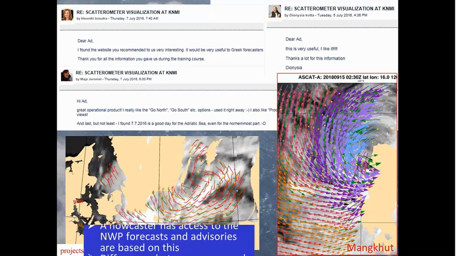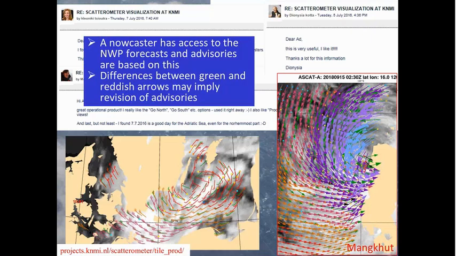So as a nowcaster you have access to the numeric weather picture forecasts, and advisories are usually based on this, and therefore differences between the green, the forecasts, and the reddish arrows, the new observations, may imply a revision of your advisories. And that's why spectrometer data can be very useful to follow in near real time.